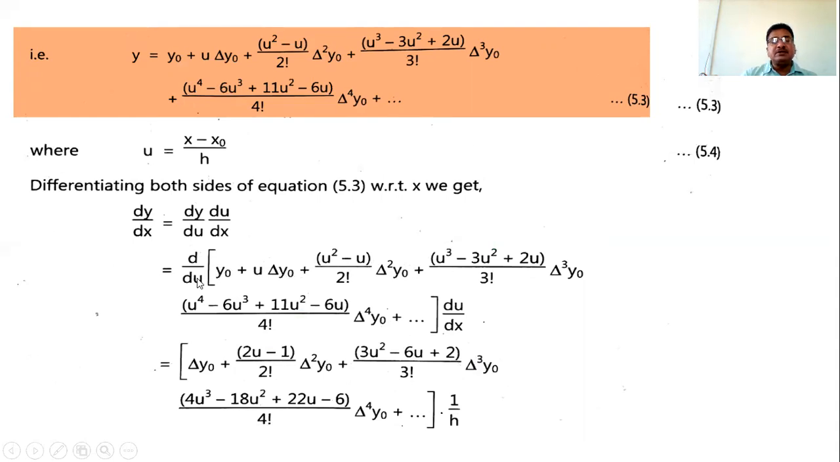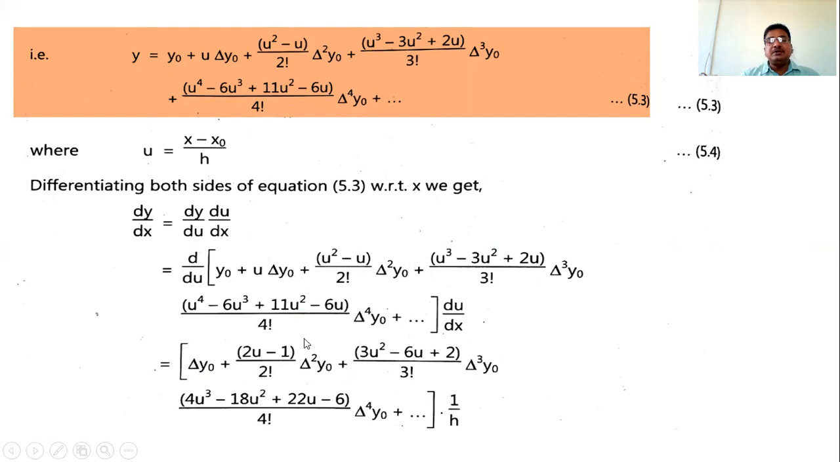Because y naught is constant with respect to u, and the integral of u is u square by 2. The derivative of u is 1 with respect to u, and so the first term is what? The derivative of u is 1, and that's delta y naught. Then the derivative of u square is 2u.